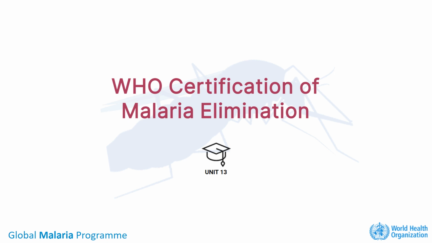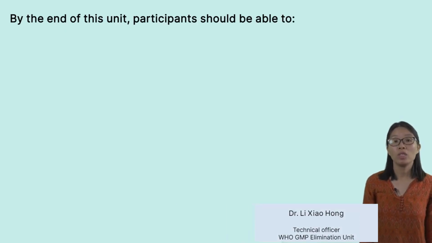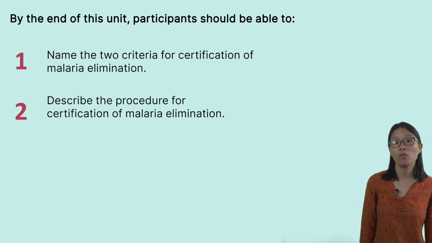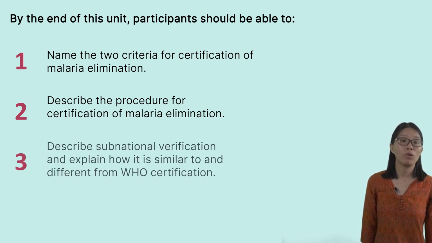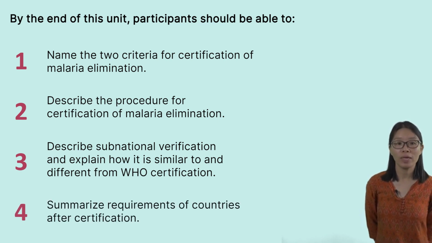This chapter brings us to the certification of malaria elimination. By the end of this section, you should be able to understand the criteria for certification of malaria elimination by WHO, describe the procedures for certification, describe the subnational verification process and how it is similar to and different from the WHO certification process, summarize the requirements of countries after certification.